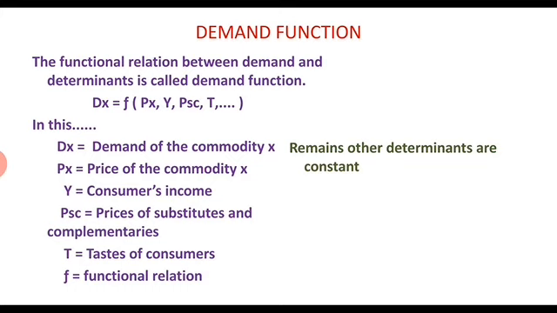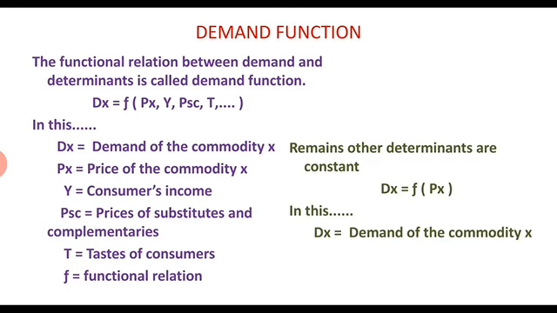In the determinants of demand, price is the most important. When the remaining other determinants are constant, then the demand function is Dx = f(Px). In this, Dx is equal to demand of the commodity x, Px is equal to price of the commodity x, f is equal to functional relation.